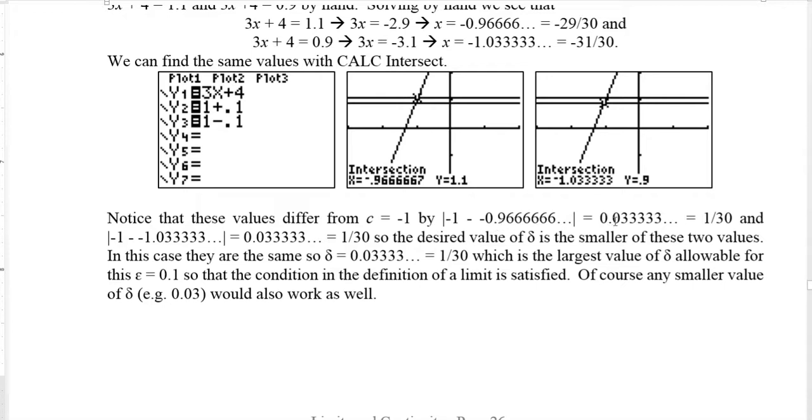So I could just say, because we know this thing is increasing from left to right, I could have just said -1 plus this value equals 1 plus delta. One of these equals 1 plus delta, and the other one is -1 minus delta.